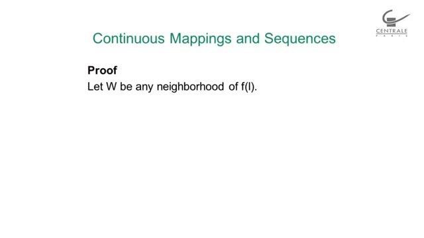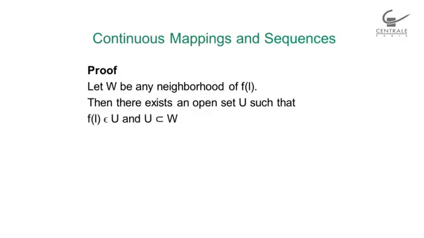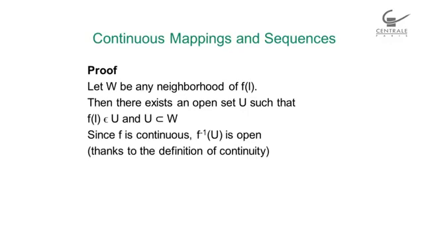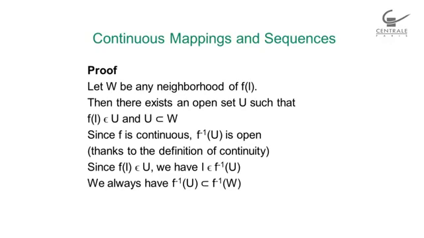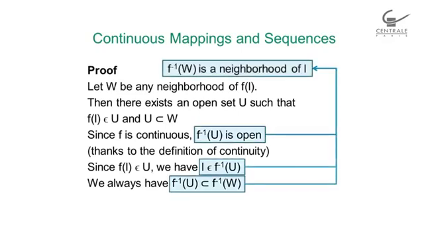I start with any neighborhood W of f of L. There exists an open set U such that f of L is in U and such that U is included in W. That's the very definition of a neighborhood. But we know that f is continuous, right? So the inverse image of U by f will be open. Now, we also know that f of L is an element of U. So we have L in f inverse of U. But we also have that the inverse image of U is included in the inverse image of W, because you have U included in W. So if you look at all of this, you can derive that the inverse image of W is a neighborhood of L.